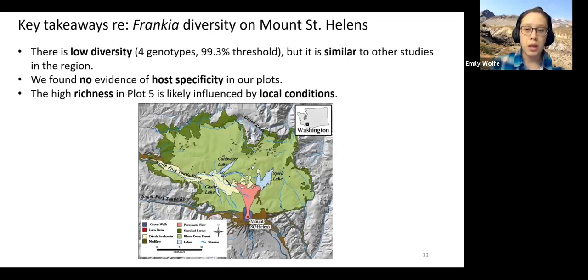Plot 5 is also located in an area that could be receiving propagules from runoff from the blowdown zone, so trees located higher up on the ridge, and also from surrounding alder thickets. Unlike the other areas, some of them are pretty sparse. They're just kind of alone in their plots. It's just alder and then nothing around them.